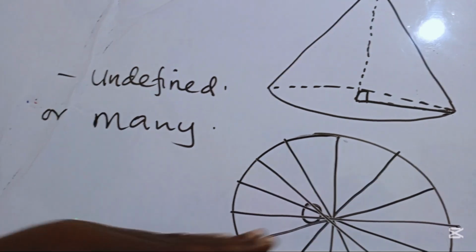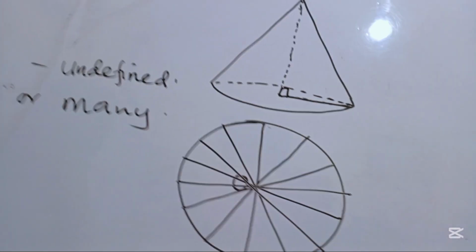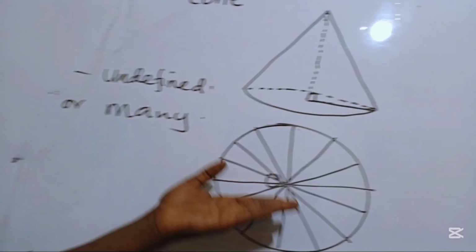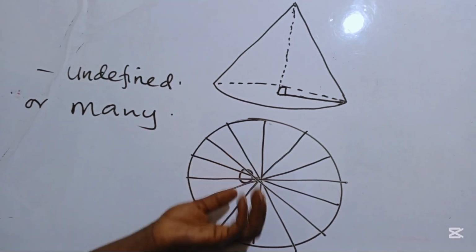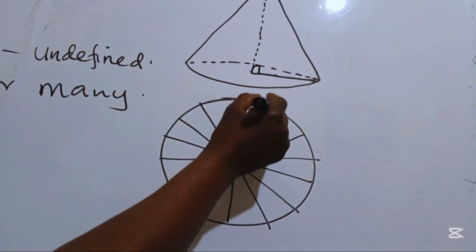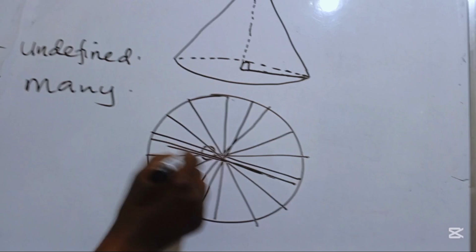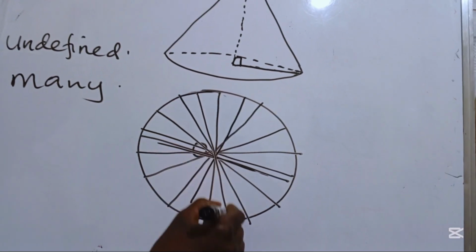I'm saying you can say undefined because you can't determine how many planes of symmetry a circle has. You cannot tell me how many planes of symmetry. You can't say there are 5, there are 6. There are as many as you can. If I can divide here, I can continue dividing until the whole circle is shaded, as long as I'm passing through the center.